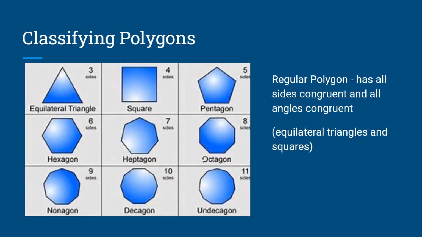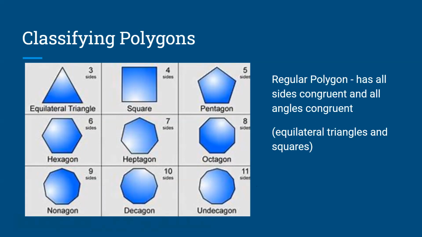So the other important keyword that you guys need to know is what a regular polygon is. A regular polygon is a shape that has all sides that are congruent and all angles that are congruent. So remember, congruent means that they are the same. So an equilateral triangle and a square are regular. This type of hexagon is a regular polygon. The octagon is a regular polygon.